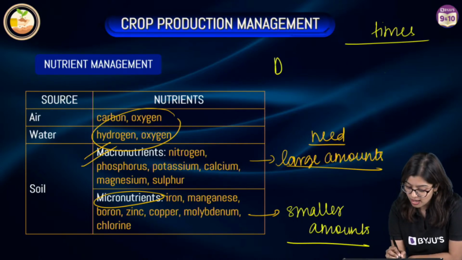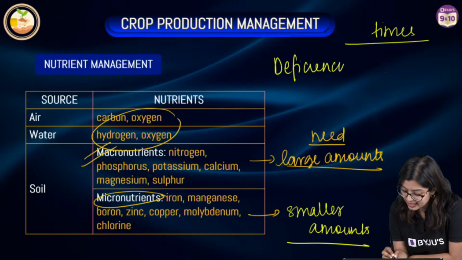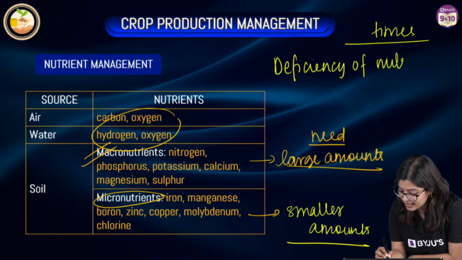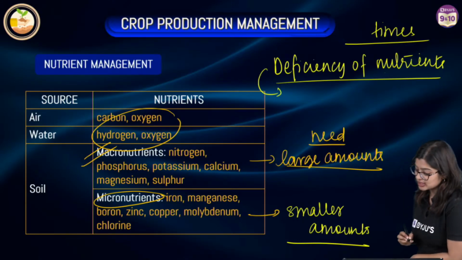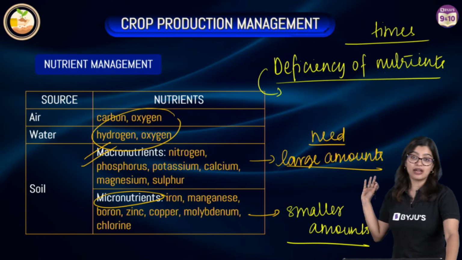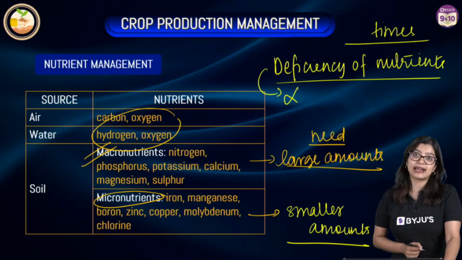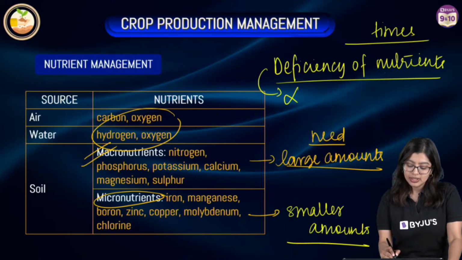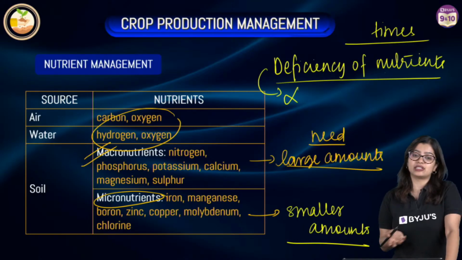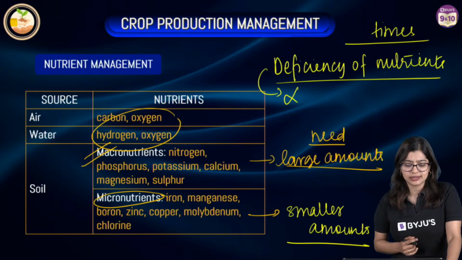So there will be a deficiency of nutrients, right? And as a result, what will happen? If there is a deficiency, it will affect the growth of the plant, which is why the plant that I'm growing, even if it is a high quality seed, will not be good. The plant will be malnourished and it will not be able to grow to its fullest.